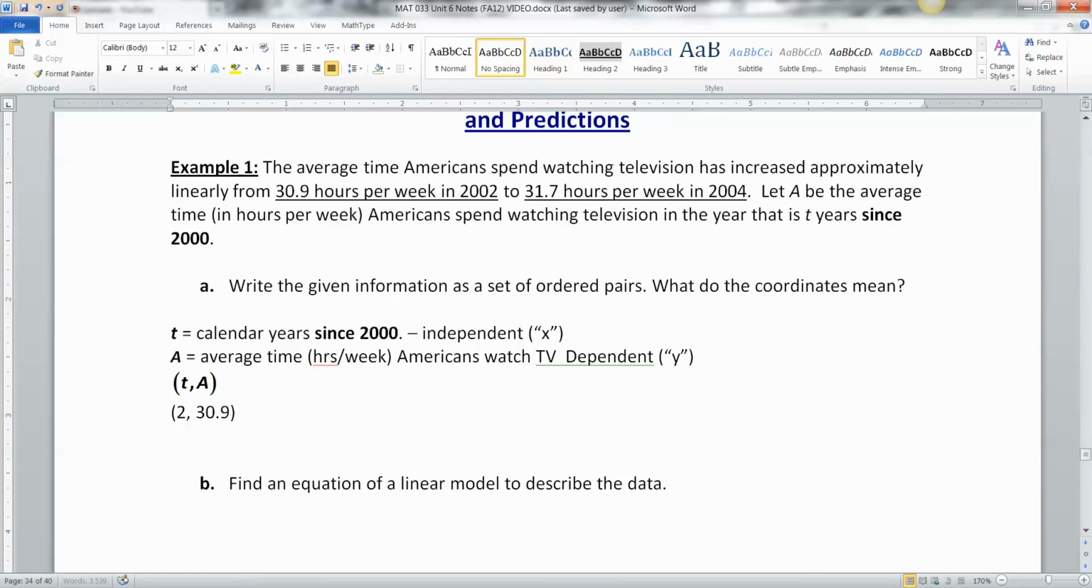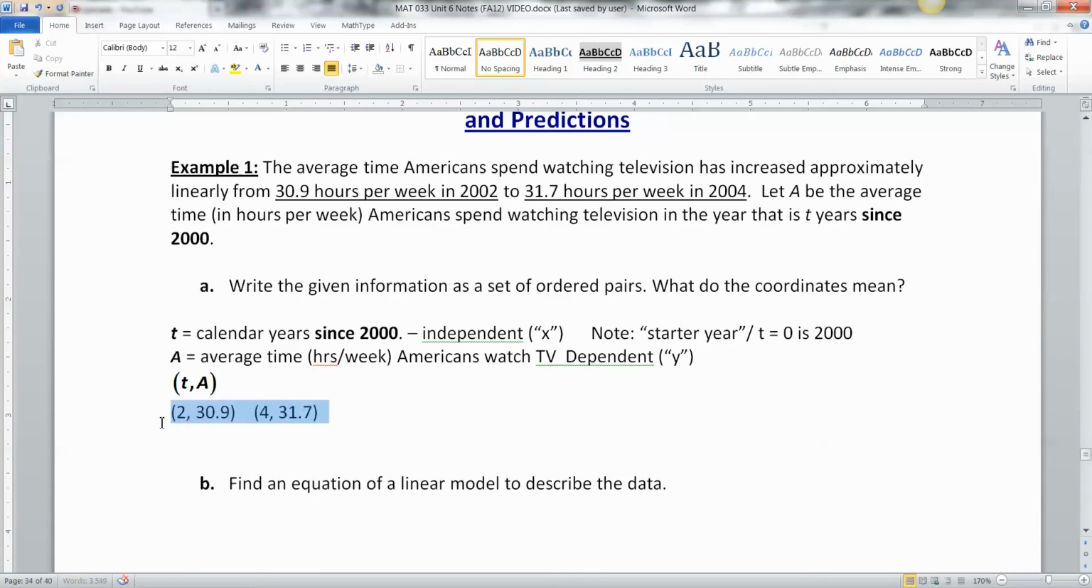In fact, I'll make a note of this. Note: starter year equals 2000. That's when T is equal to 0. Okay. Starter year, which means here, is 2000. Okay. So if T is equal to 0 is 2000, then 2002 is 2 years later. You can just subtract. So it's 2, comma 30.9, and then the other point would be 4, comma 31.7.